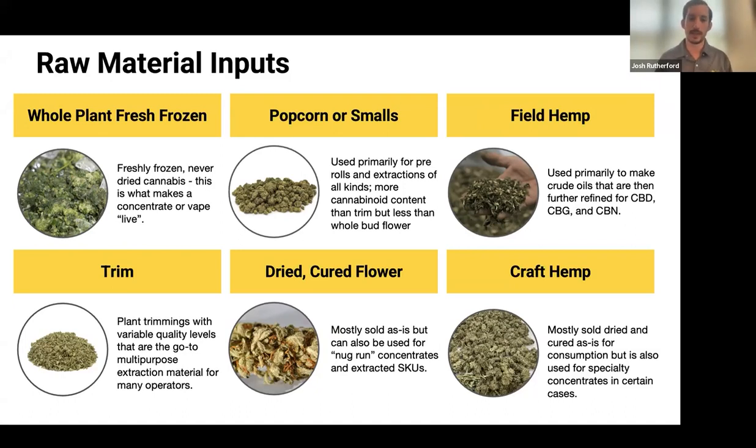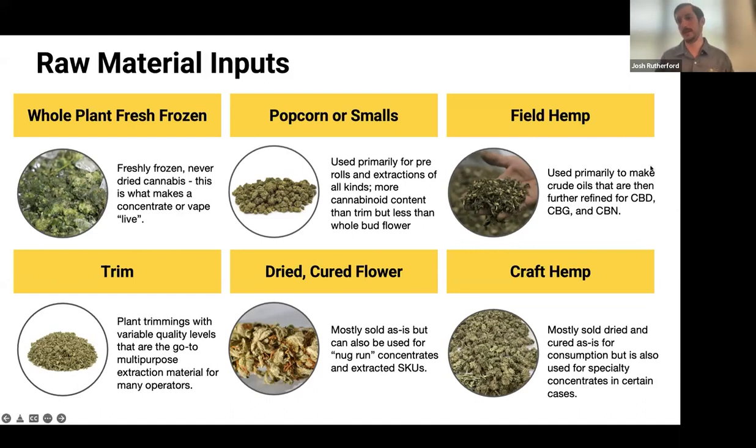It's important to also allocate what you're buying when you're talking about your raw material inputs, because if you're going after a market strategy of, I want the best in the tiers and the most flavorful, you might be wanting to go with more whole plant, fresh frozen type of material input. If you're going for more of the economy scale, popcorn or smalls are going to be used primarily for your wax and shatters, your economy, your $10 to $30 a gram type of concentrates.